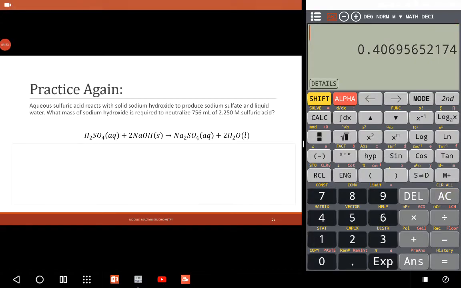Here's another practice problem for you. It reads, aqueous sulfuric acid reacts with sodium hydroxide solid to produce sodium sulfate and liquid water. What mass of sodium hydroxide is required to neutralize 756 milliliters of 2.250 molar sulfuric acid? Then it gives us the balanced equation below. So go ahead and pause the video and try to work this one out. Unpause the video when you are ready to continue.